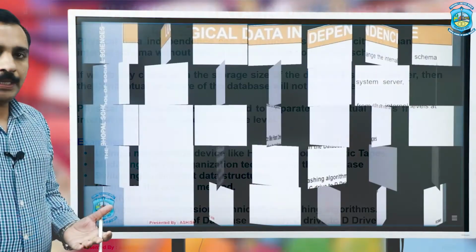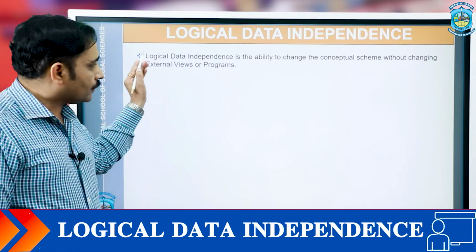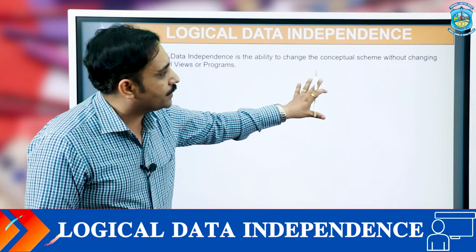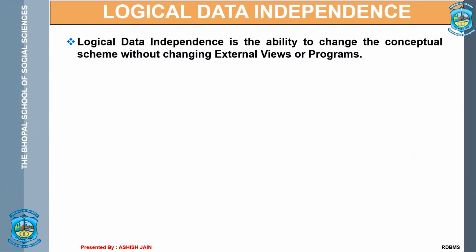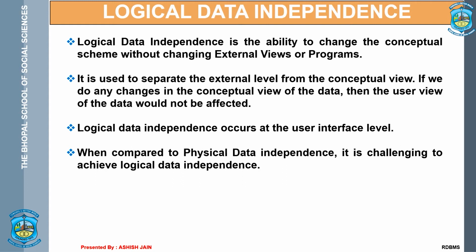The second type of data independence is logical data independence. Logical data independence is the ability to change the conceptual schema without changing external views or programs. In the previous one, we dealt with physical and logical. This is conceptual and external. So it is used to separate the external level from the conceptual view. If we change the conceptual view of data, then the user view of data would not be affected. It occurs at the user interface level, that means at the external level where the end users interact with the system.